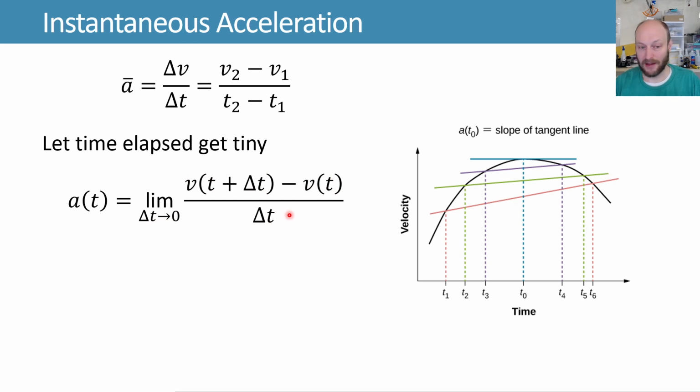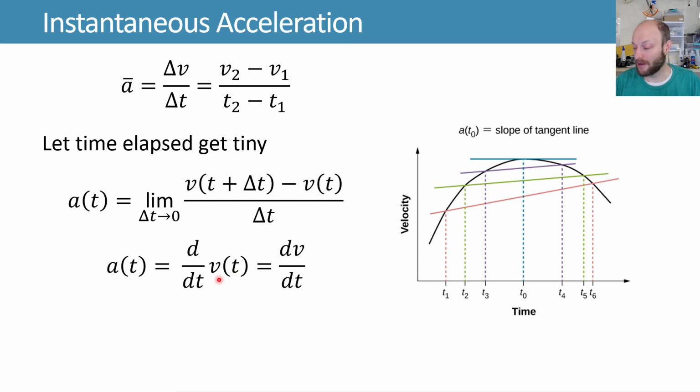And that becomes a derivative. So as we take this limit, we get the derivative with respect to time. So this is my acceleration as a function of time is the derivative with respect to time of my velocity, or a is equal to dv/dt, derivative of velocity with respect to time.